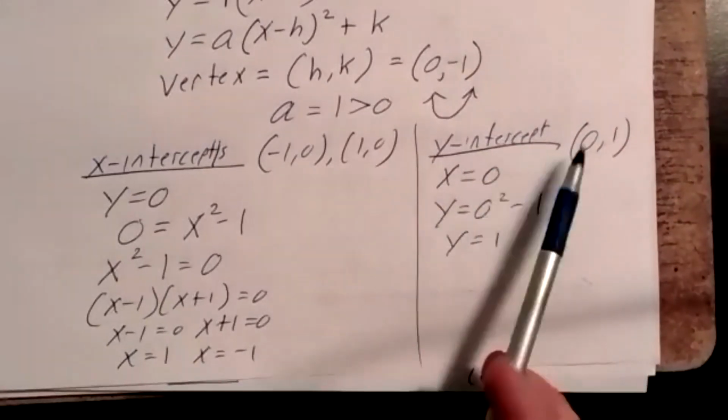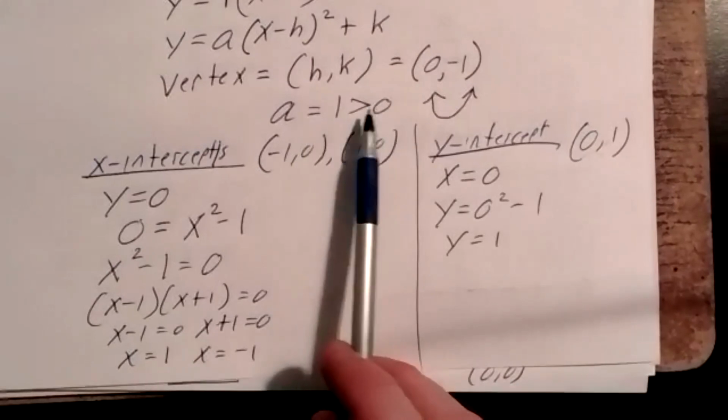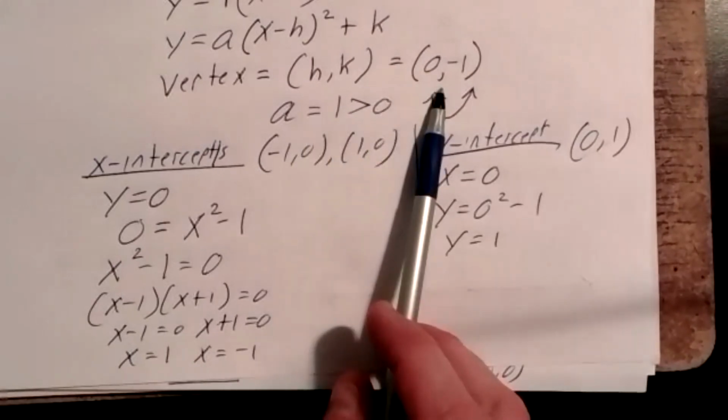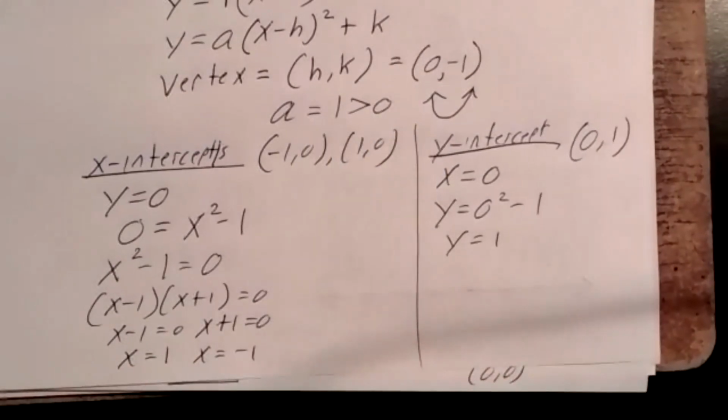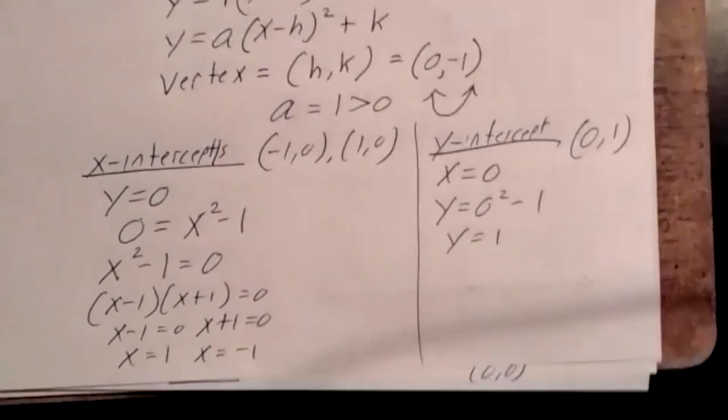Now, ladies and gentlemen, we know our y-intercept and our x-intercepts. We know the parabolic graph opens upwards. We know the vertex point. I think that's more than enough information to draw an accurate graph of this parabola. Let's take a piece of graphing paper and plot what we know.